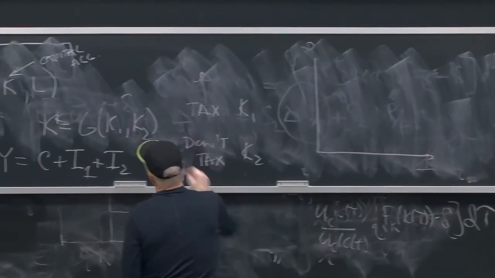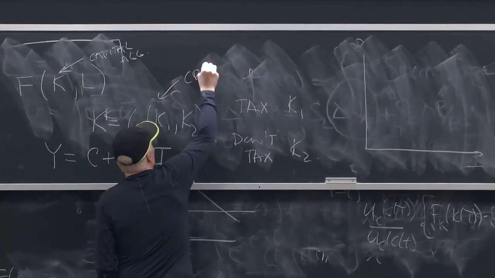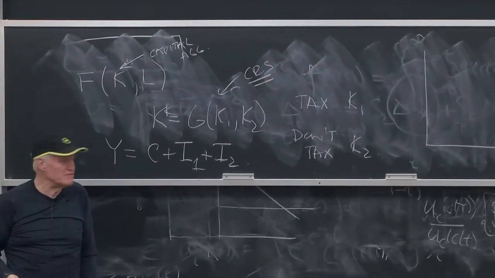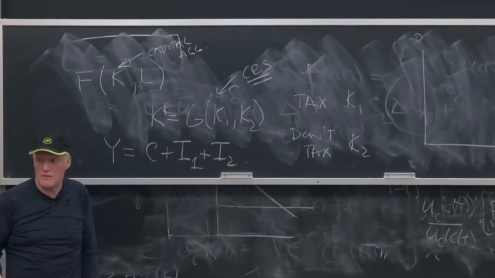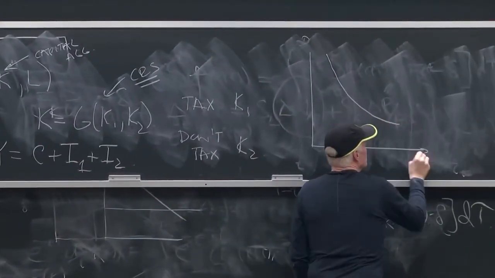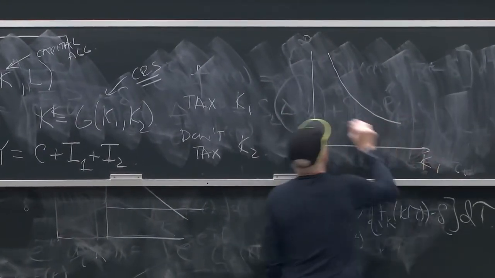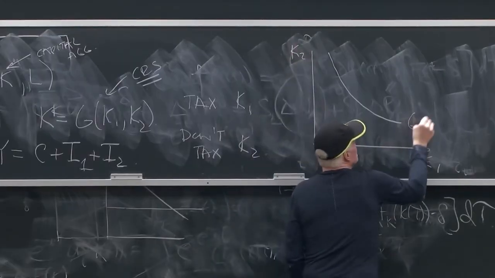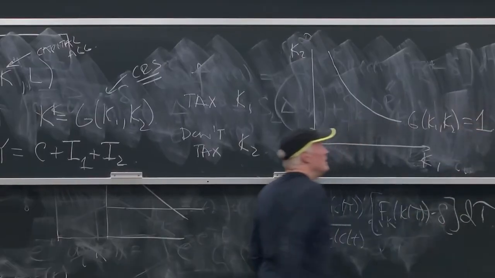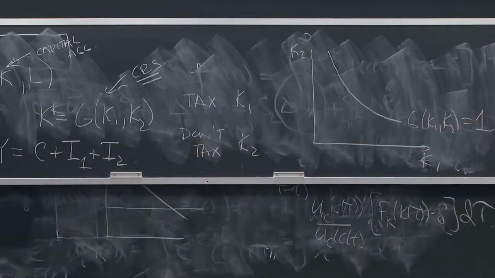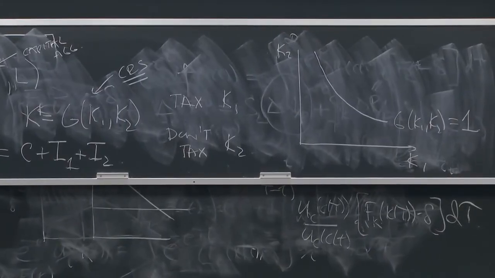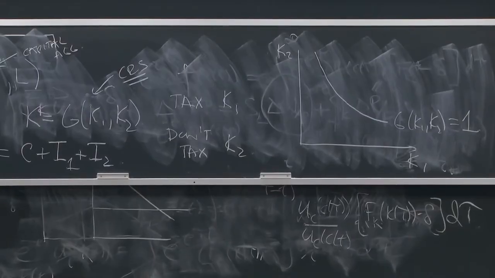Well, I'm going to assume that this function is CRS. If it's CRS, then it makes my life very easy, because whenever you have a CRS production function, you can just think about the unit isoquant, right? It tells the whole story. I'm going to have G, this is K1, this is K2, this is G of K1, K2 equals 1. So that's the amounts of K1 and K2 that can be combined together to produce one unit of this capital aggregate.